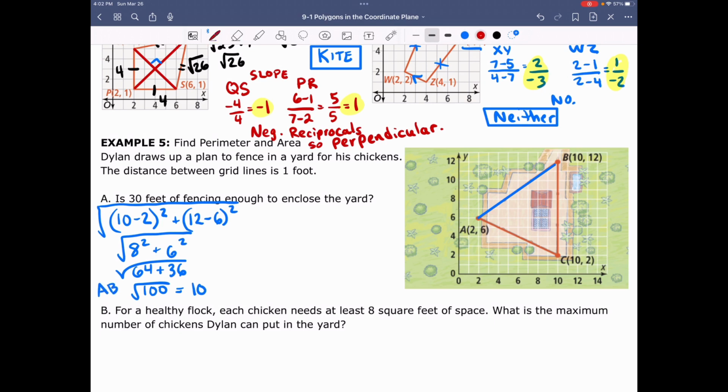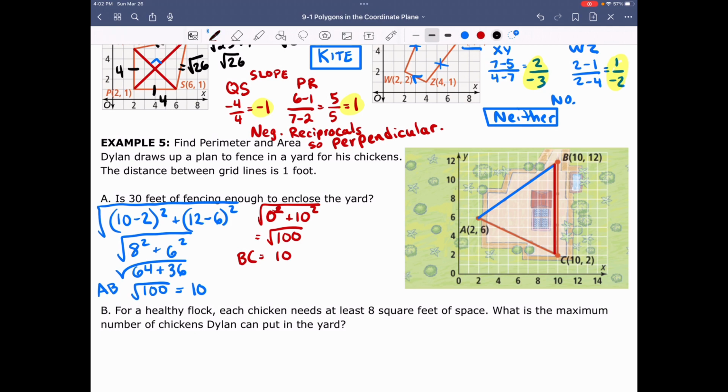Now let's figure out the distance from B to C. So I will subtract the x's, that's 0. 10 minus 10 is 0. Square it. And 12 minus 2 is 10. Square it. 0 is just 0, and 10 squared is 100. So the square root of 100 is equal to 10. That is for BC. So we have 10 and 10.